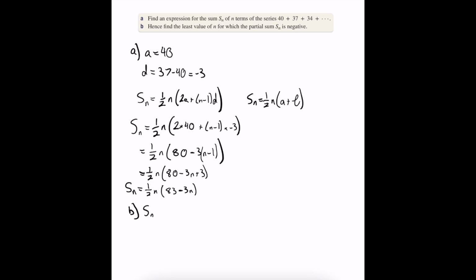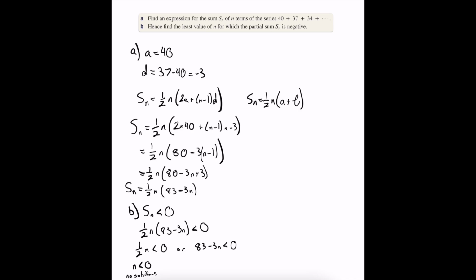And this is just when Sn is less than 0, and we're going to be solving for n. So if we plug in our equation, we have half n outside of (83 minus 3n) is less than 0. This is nice and factorized, so we'll get half n is less than 0, or 83 minus 3n is less than 0. Now this results in n is less than 0, but this has no solutions.